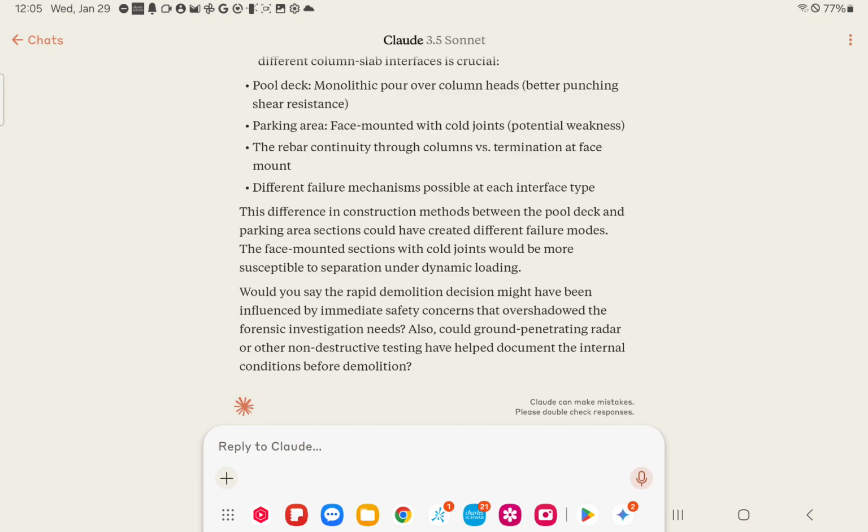Yep. They don't have the advantage of the... because it's a cold joint, guys.